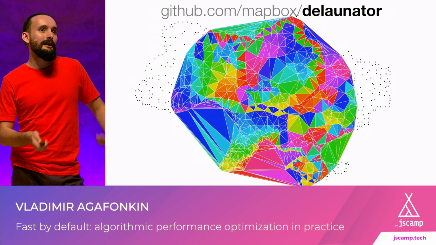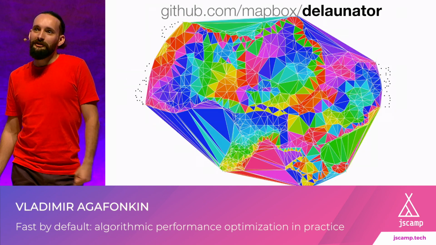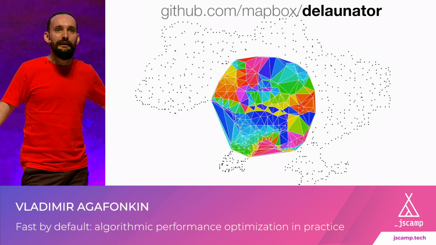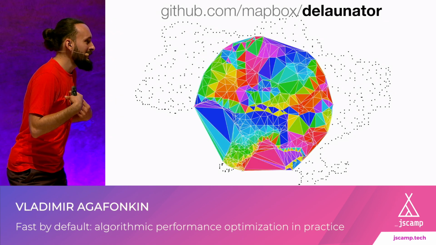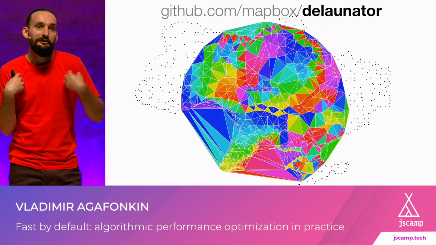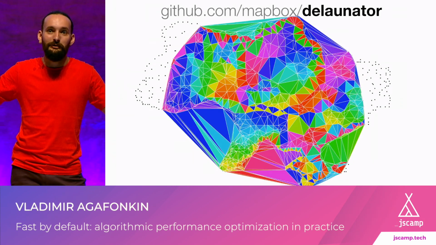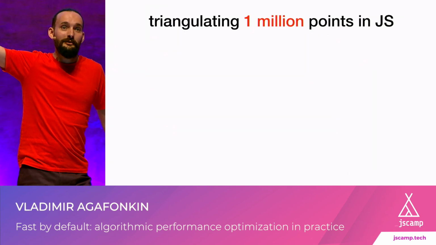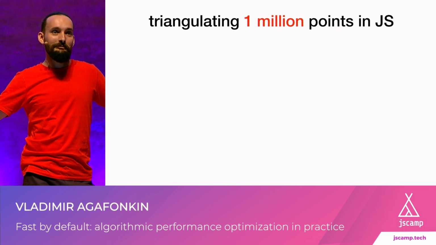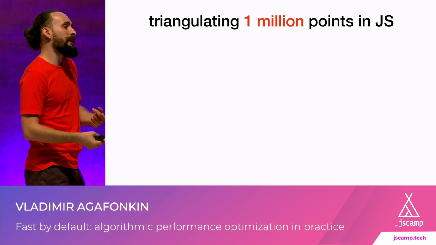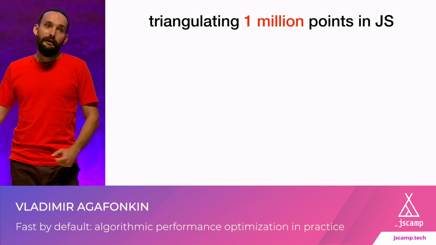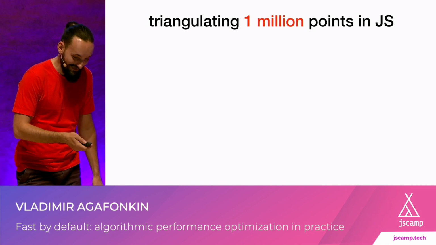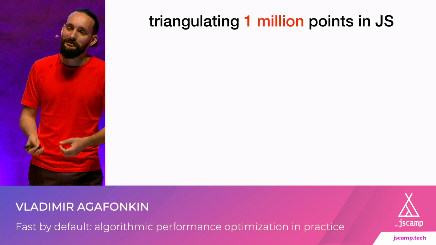And this is a great example of how ridiculous open source rivalry between different open source authors can get, because every open source author wants their library to be the fastest and best, and they compete with other authors, of course. So here's an example of triangulating 1 million points in JavaScript. 1 million points is quite a significant number for JavaScript. At least it was several years ago, but now JavaScript engines are really fast. So JavaScript can handle 1 million points.